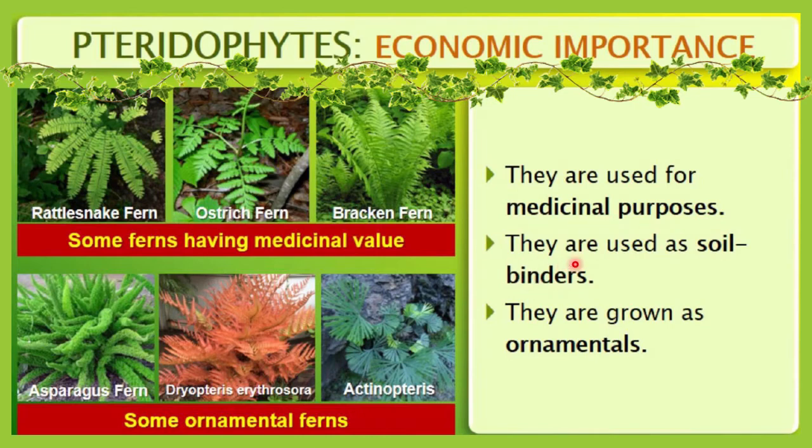The second one is that they are used as soil binders. They are very good soil binders, and that's why sometimes they are used as soil binders. They are also grown as ornamentals for decoration, that means decorative purpose. Here you can see asparagus fern, Dryopteris, a type of Erythrocena, then Actinopteris. These are all ornamental ferns. So these are the important economic importance of pteridophytes.